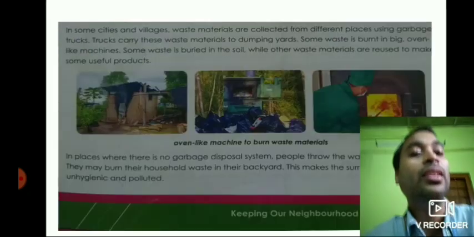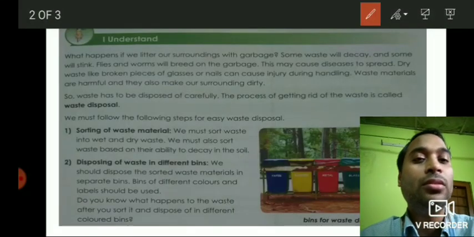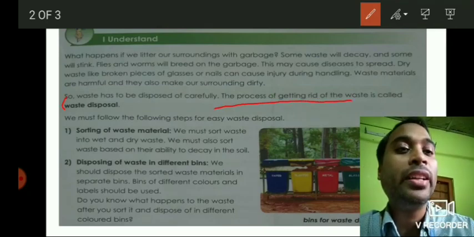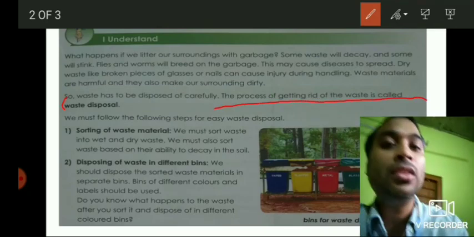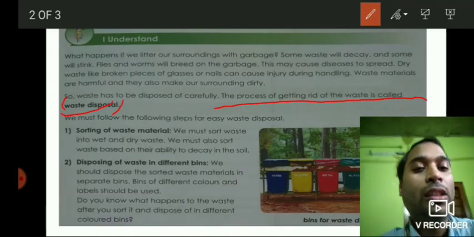So you can underline this part in your book. Please underline this one. The process of getting rid of the waste is called waste disposal. So till here you can underline in your book.